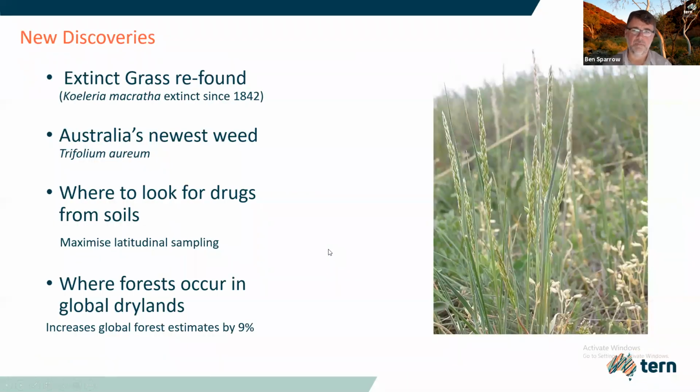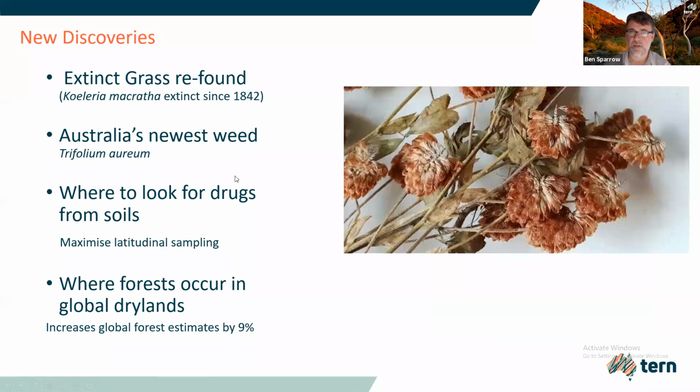Some of the outcomes that are really exciting from the program: we've found an extinct grass in Tasmania last year, that was interesting. Less exciting, but interesting nonetheless, is Australia's newest weed; certainly knowing it's there enables people to work out what's going on, and hopefully we can get on top of it before it spreads. So there's a picture of it.